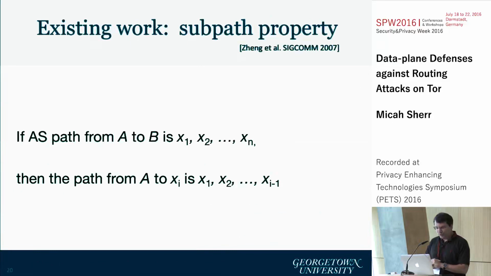What is a subpath property? It says that if there's an AS path from AS A to B, and that path is x1, x2 to xn, then the path from A to xi is x1, x2 up to xi minus 1. We did some measurements on the internet to confirm that this generally does hold true. So the subpath property, and if you think about how BGP works, this makes sense that you would see this most of the time.